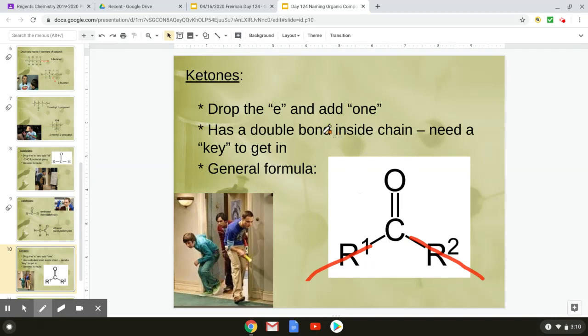To name ketones, we drop the E at the end of, like, propane or propene, whatever it is, and we add "one" at the end of it. Even though it looks like it's spelled "one," we're going to pronounce it as "one." So we're going to have a ketone, and it has right in the word the "one" on the end of it that we're adding in.